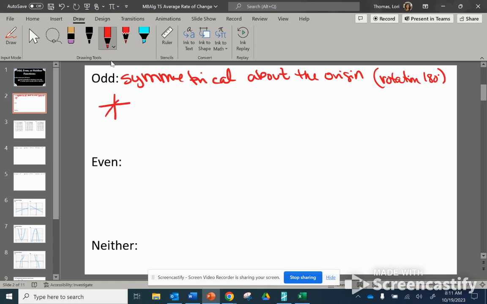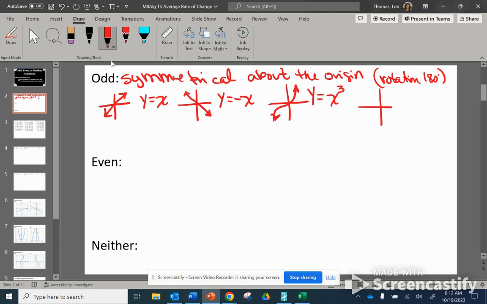So here we're going to look at the parent function of the linear family, y equals x. This is an odd function. Let's look at that function when we have a negative slope, y equals negative x. Now let's take a look at the cubic parent function. This is going to be y equals x cubed. And then when we have y equals negative x cubed, it slopes downward and it goes through the origin, kind of flattens out right at the origin. That's y equals negative x cubed.